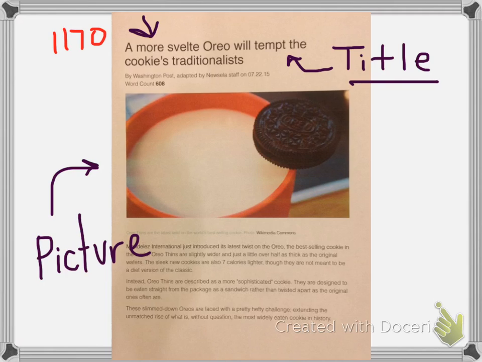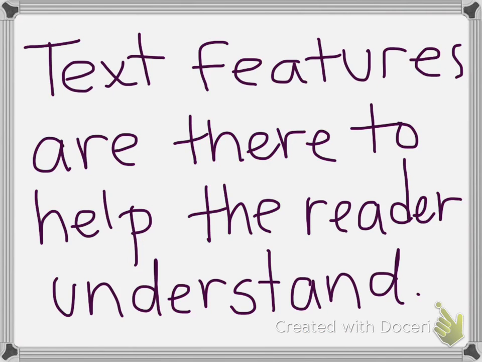So we've talked about one of the text features to tune into, the title, and we've talked about tuning into the picture, but there are more text features that the author has put there. And guess what? The author put them there for a reason. The text features are there to help the reader understand. So we really want to tune into the text features. Let's see what else is in this article besides a title and a picture.